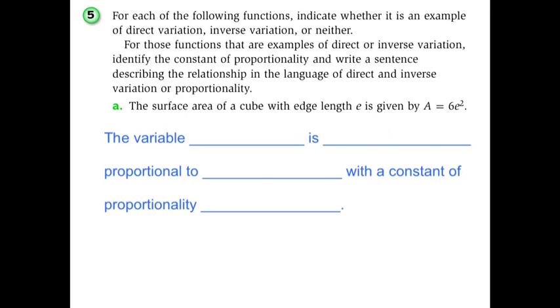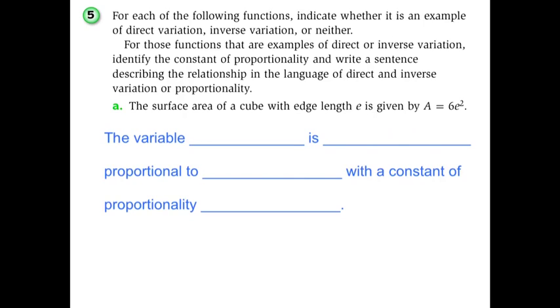This is problem number 5. For each of the following functions, indicate whether it is an example of direct variation, inverse variation, or neither. For those functions that are examples of direct or inverse, identify the constant of proportionality and write a sentence describing the relationship in the language of direct and inverse variation or proportionality. For this assignment, I've got this as kind of a fill-in-the-blank looking thing. For the sentence, you would be expected to come up with a sentence that looks like this on your own without the fill-in-the-blank model.